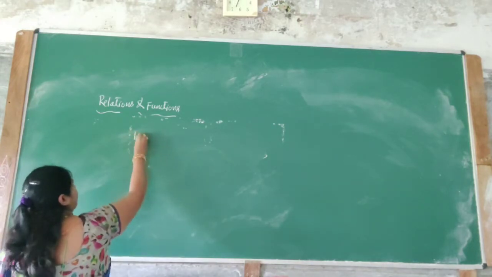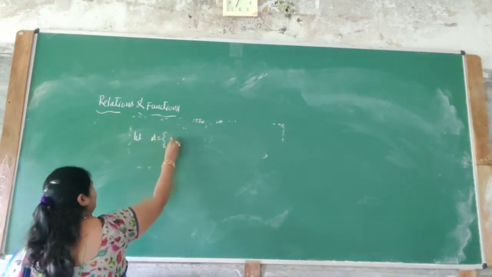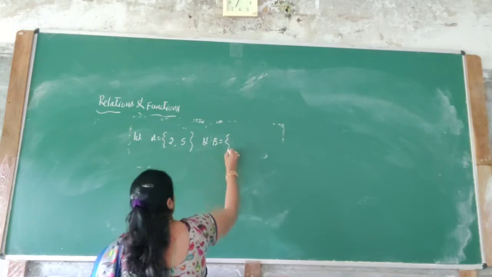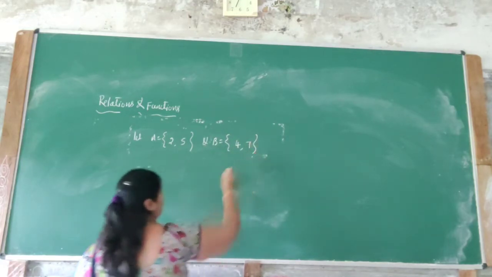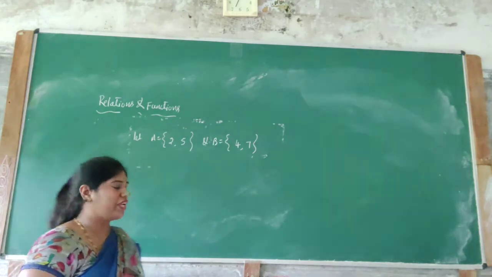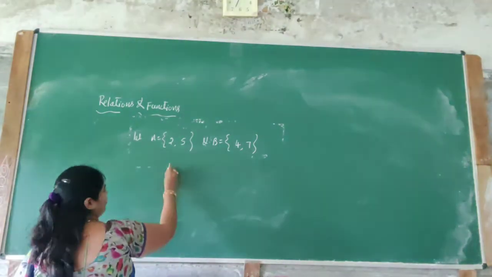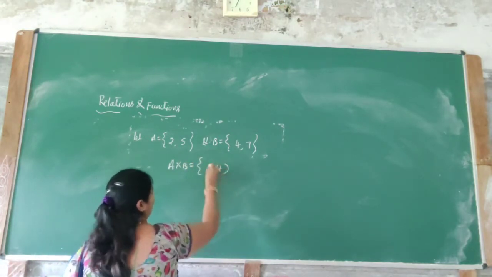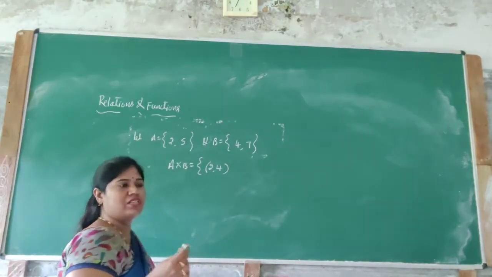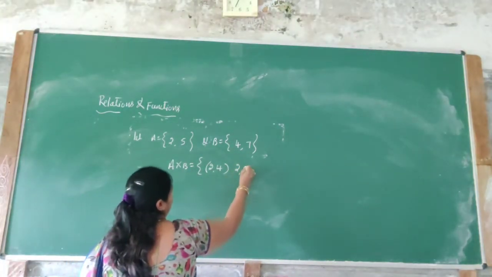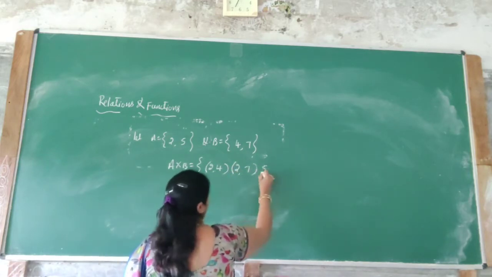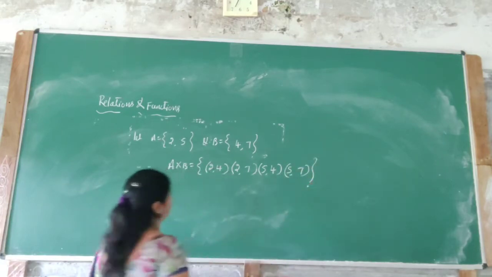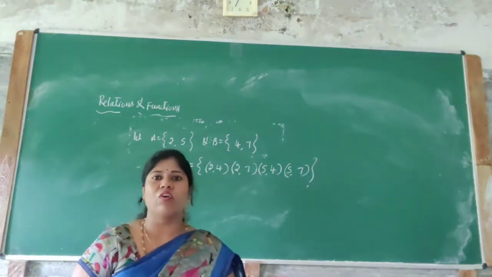Let A equals {2, 5} and B equals {4, 7}. We can find the Cartesian product. What is the Cartesian product? A cross B is equal to {(2, 4), (2, 7), (5, 4), (5, 7)}. We discussed this in the previous year.